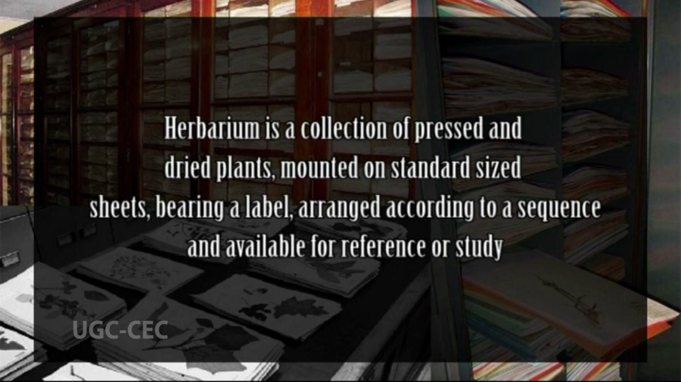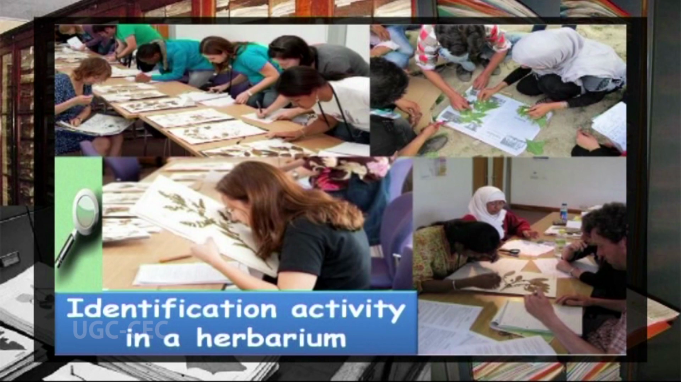A herbarium is a collection of pressed and dried plants mounted on standard-sized sheets bearing a label, arranged according to a sequence and available for reference or study. The herbarium comparison is the easiest and generally more reliable method, as the recognized herbaria are generally housing specimens identified by experts and the specimens are revised from time to time. Majority of the herbaria in the world have a wide ranging collection of specimens and offer facilities for on-site identification or having the specimens sent to the herbarium identified by experts.